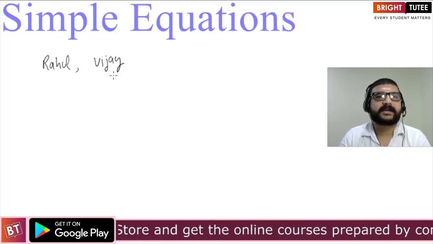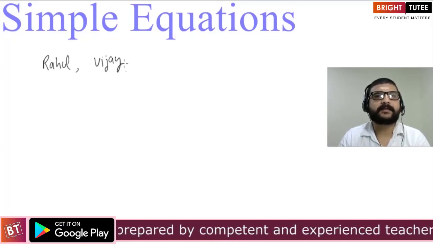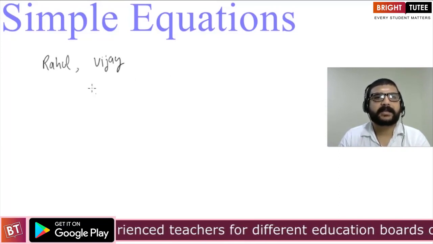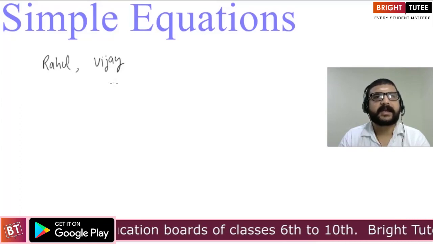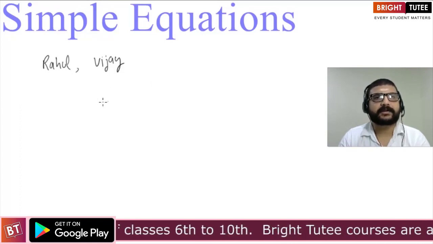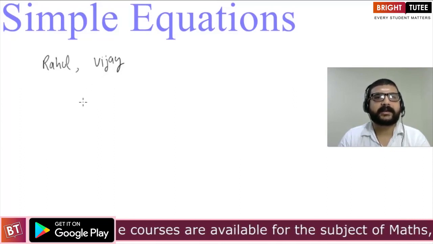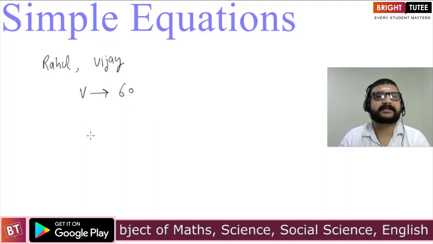Rahul asked Vijay to think of a number and keep it secret. Vijay doesn't have to tell the number to Rahul. So Vijay thought of one number and then Rahul told him to multiply that number with 5 and add 10 to the product. And then Rahul asked him what result he is getting. Then Vijay told him that he is getting 60 as a result.